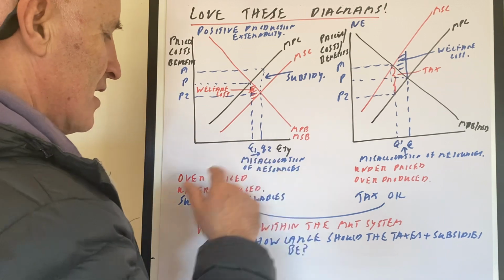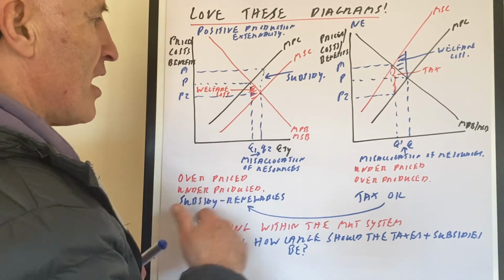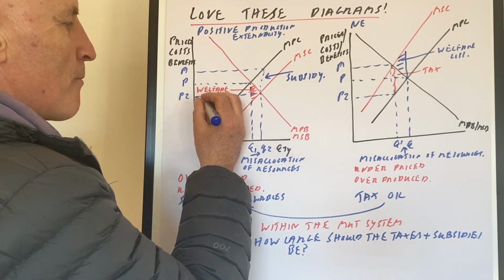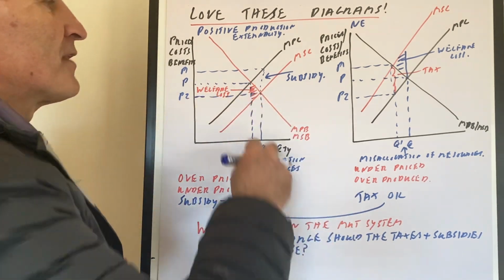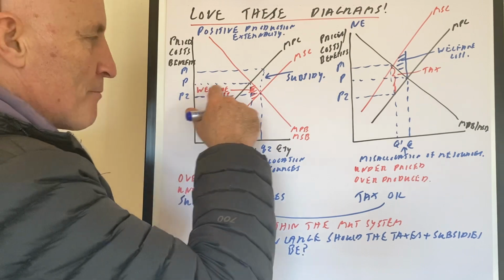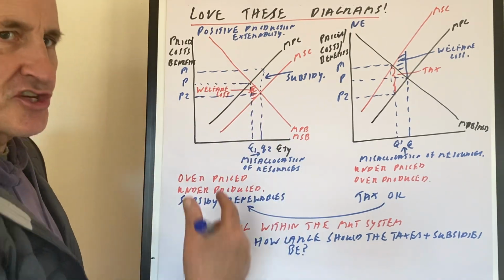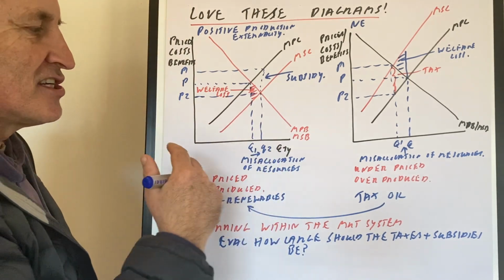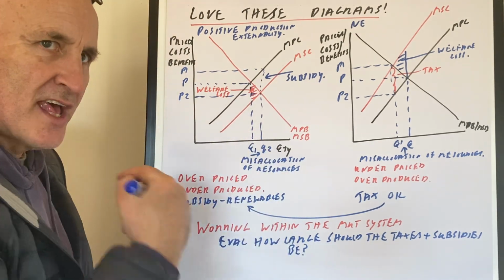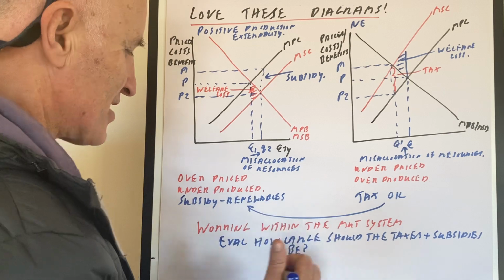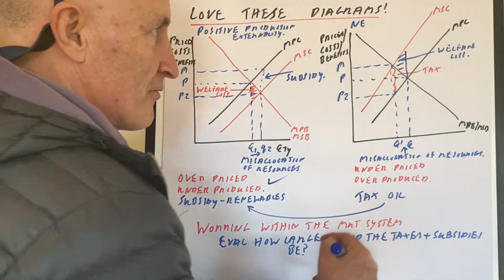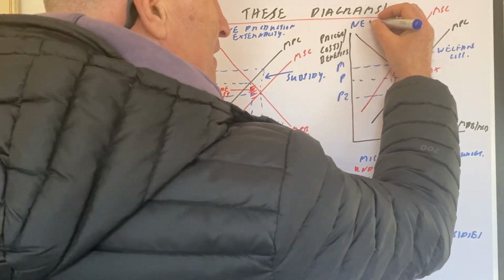Misallocation of resources: the good is overpriced and underproduced. Because eventually what we need to do is get the consumer paying that much for the good rather than that much for the good. But also the producer needs to be able to get that much for the good to produce that amount of goods, which is the socially optimal position, because that is where MSC is equal to MSB. Okay, e.g. renewables.